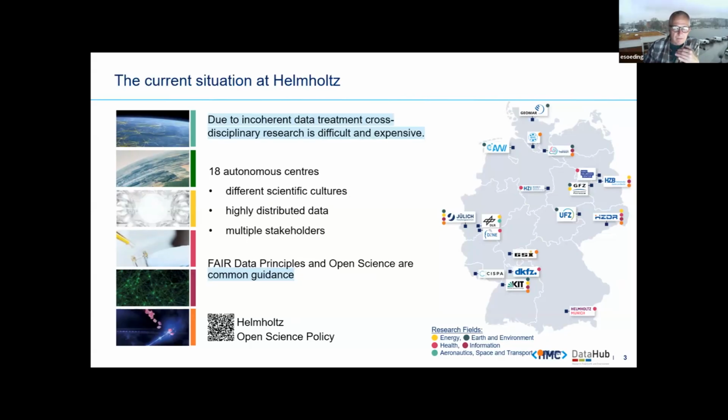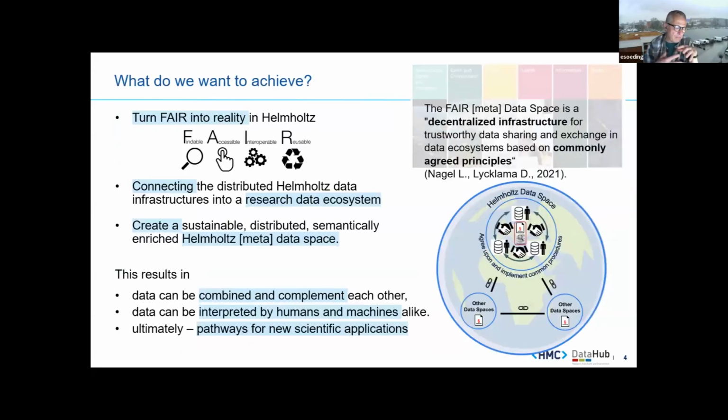My task, or the task of my group, is to look at all the data systems, in my case in Earth and environment, take a look at what kind of challenges we have, and what we can do to improve these systems. In total, we have 7 centers that cover Earth and environment topics, and I'm primarily working with those. So the first thing we are looking at is what we want to achieve, because that's really important for the organization to know.